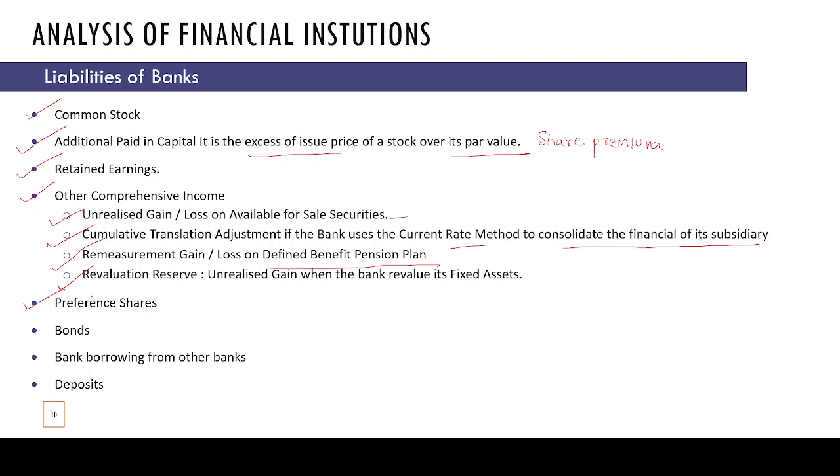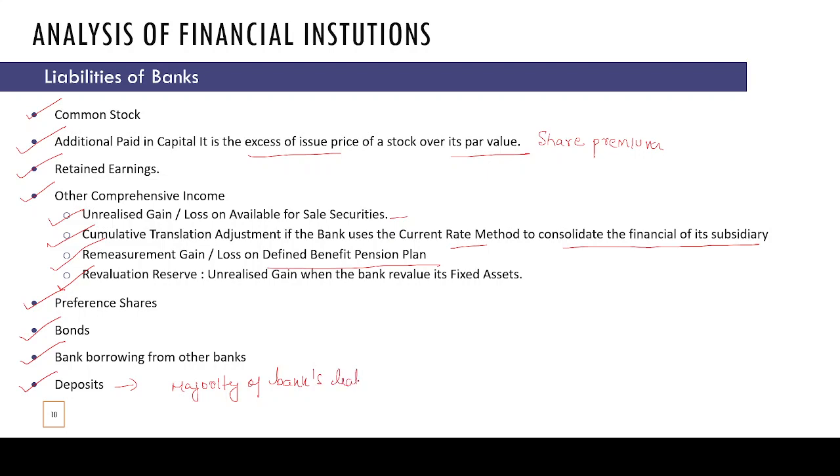Then on the liability side, you might see preference shares, you might see any bonds that the bank has issued, and you might see any amounts that the bank has borrowed from other banks. And you are going to see deposits. Deposits are basically the deposits that the bank accepts from individuals like you and me, corporates, institutions, and deposits are going to be the majority of the bank's liabilities.